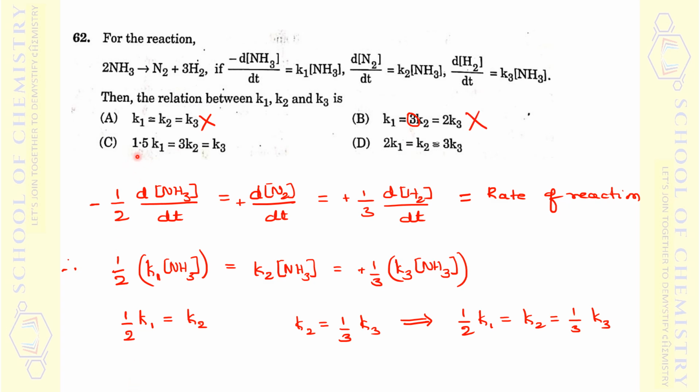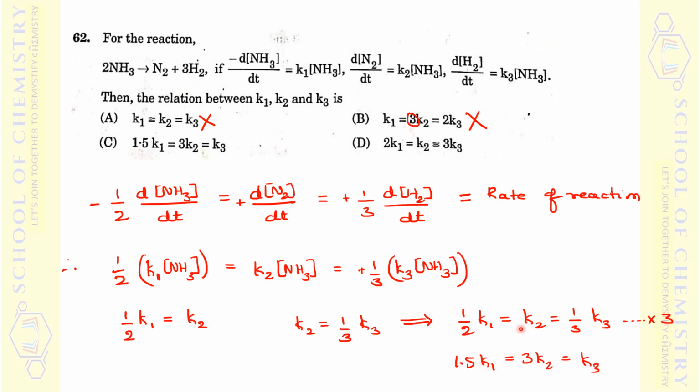So therefore this is not the possibility. C, if you look at, they say it is 1.5 K1. Now what we have is 1 by 2 K1. If it is to be converted to 1.5, we need to multiply the whole equation by 3. Let's try that. If I multiply the whole equation by 3, this 1 by 2 K1 will be converted to 3 by 2 K1. 3 by 2 K1 is nothing but simply 1.5 K1, right?